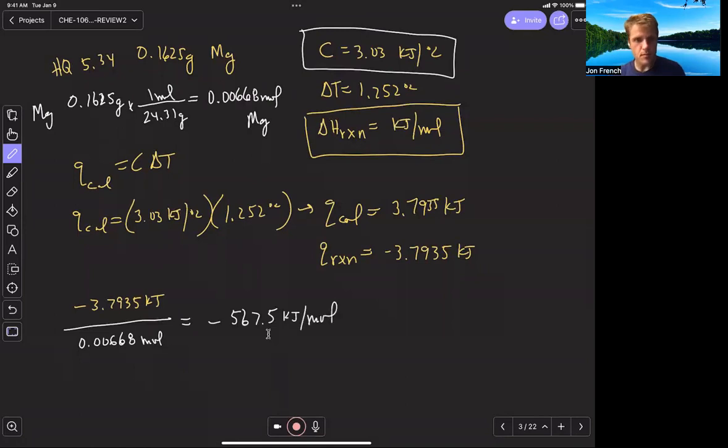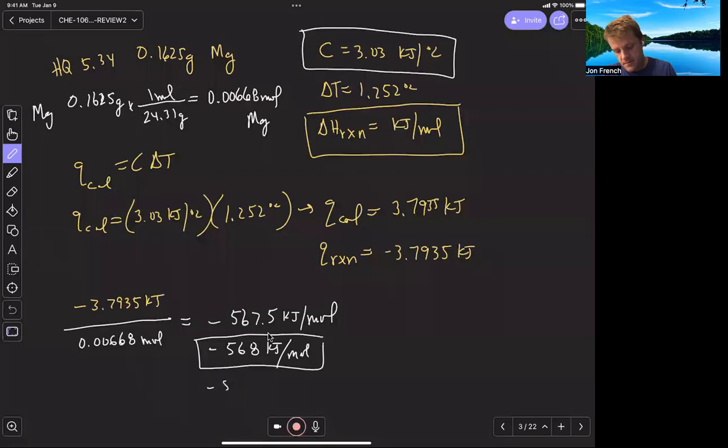kJ per mole. Take a look at significant figures here. I'm going to say we should be looking for 3 significant figures. So I would just say, that is really close. Yeah, I guess negative 568 kilojoules per mole for question 34. And if they tell you that's wrong, I would go with 567.